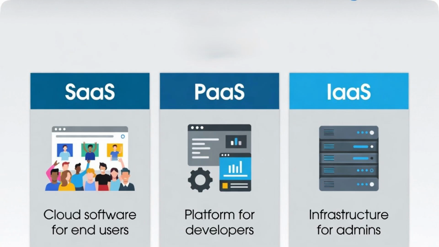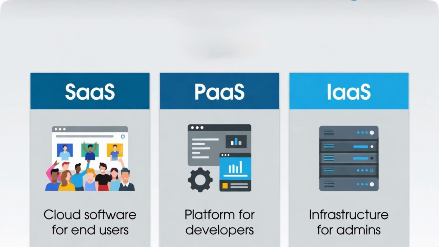The first model is software as a service, or SaaS. In this model, end-user applications are delivered as services instead of traditional installed software. A common example is Salesforce, which provides a customer relationship management system that can be accessed through the internet.